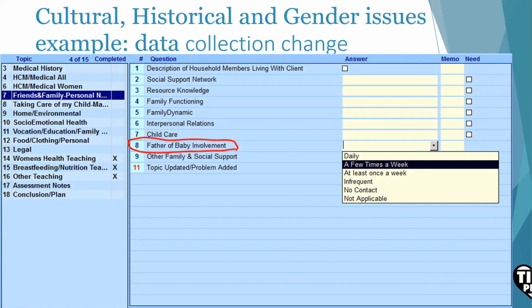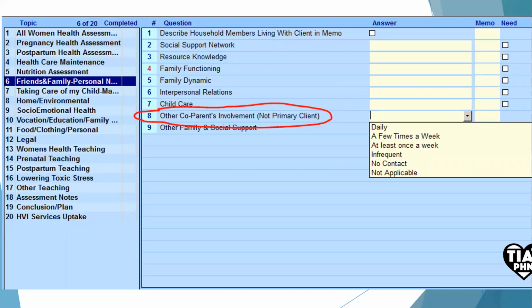But it occurred to us as we were adopting this trauma-informed approach that perhaps this was a gender assumption about the co-parent that wasn't valid for all parents and didn't reflect, even among our staff, what parenting looks like. And so we changed this to other co-parents' involvement, not primary client. This was a simple change that allowed us to acknowledge that co-parenting is not always with a male-female couple, and also that the primary parent is not always the woman.